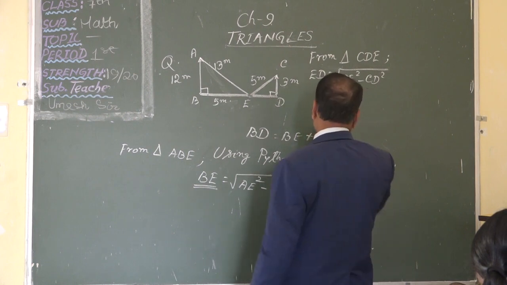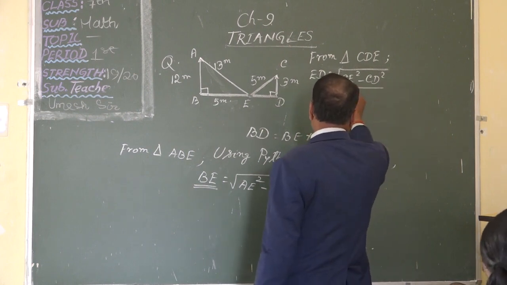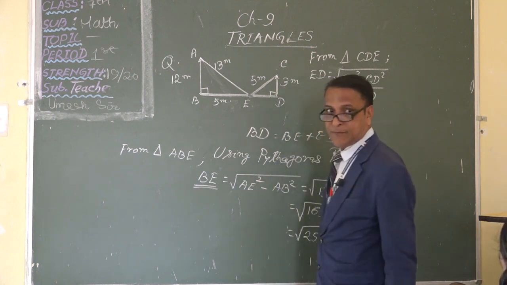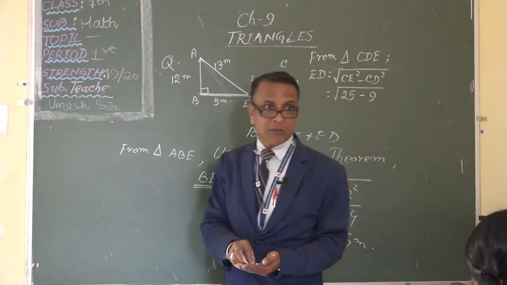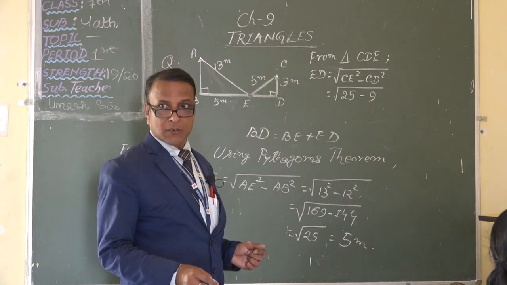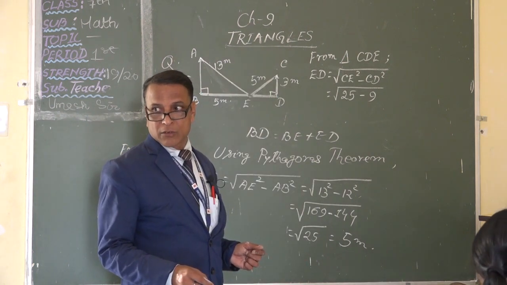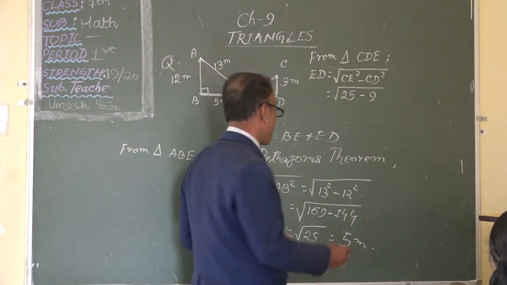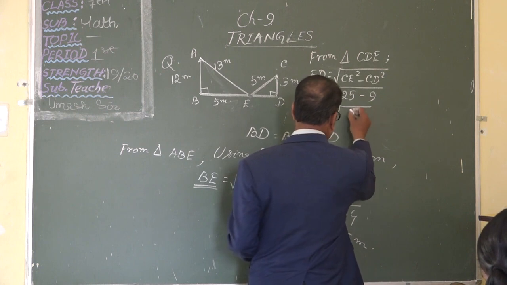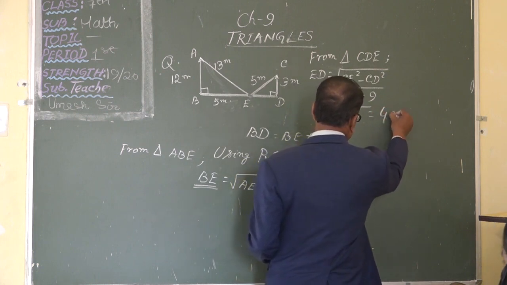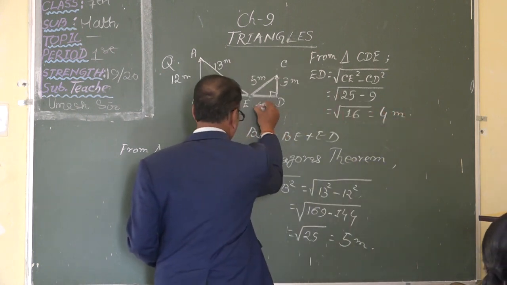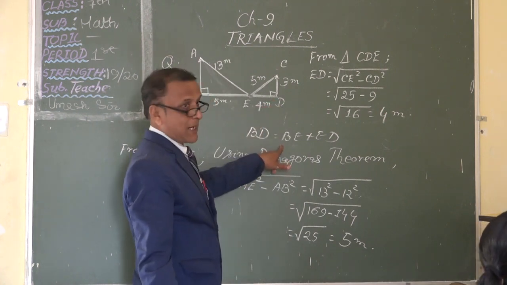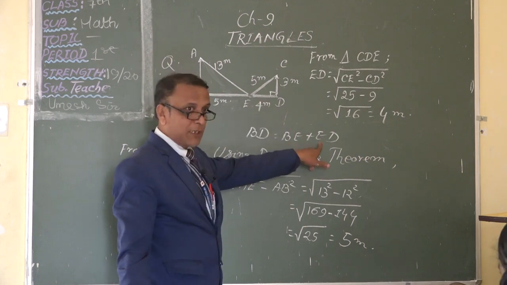Now CE is equal to 5. 5 square is 25 minus 3 square is 9. 25 minus 9 is equal to 16. So this is equal to root over 16, that is equal to 4 meter. So separately we got BE is equal to 5 meter, ED is equal to 4 meter.